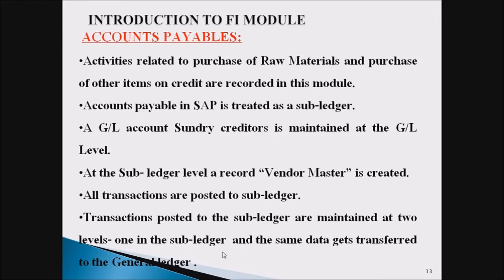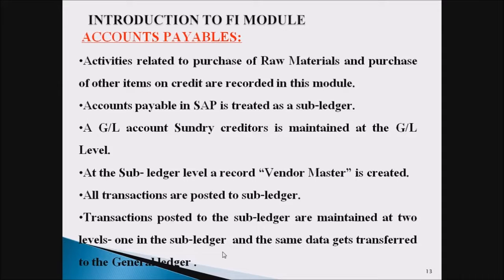Okay. Now, once we finish up the GL part, we go to the second important area, which we call accounts payables. As the name itself says, this is something which is related to purchasing activity. Activities related to purchase of raw materials and purchase of other items on credit are recorded in this module.